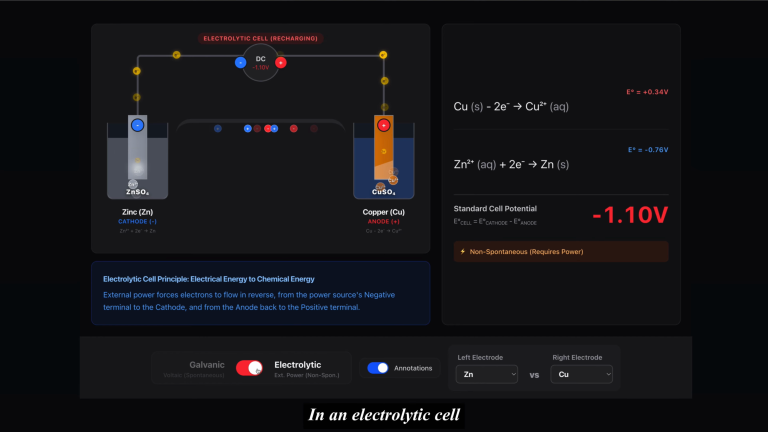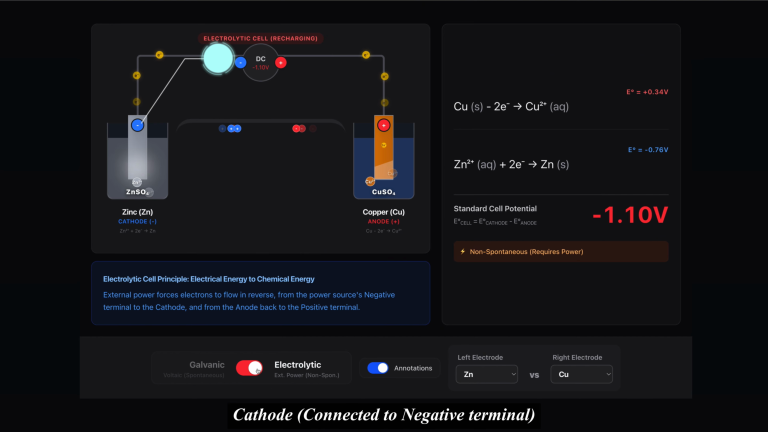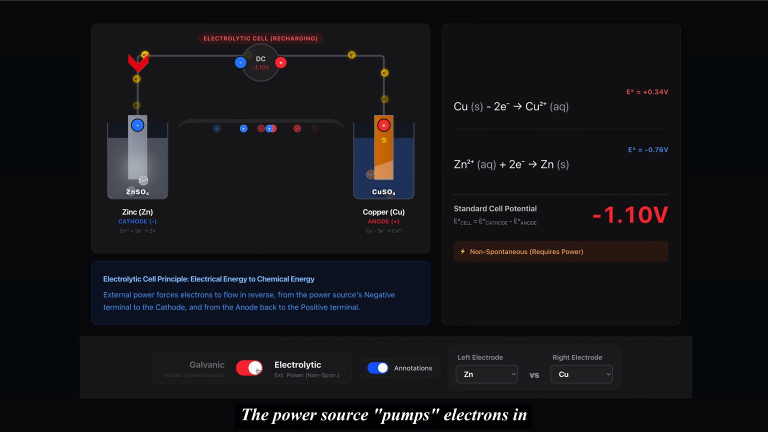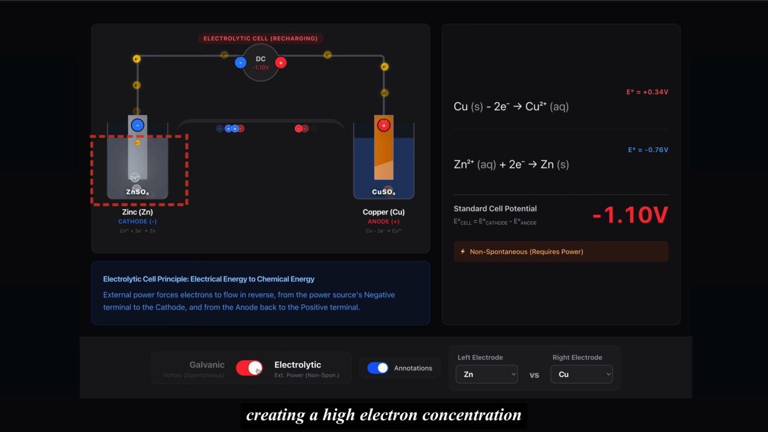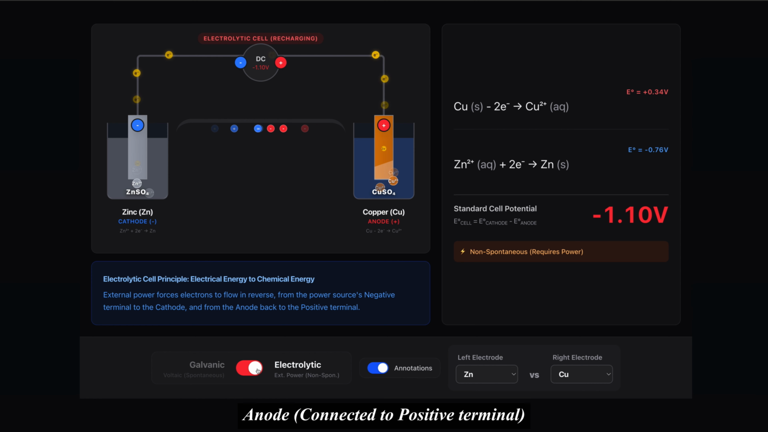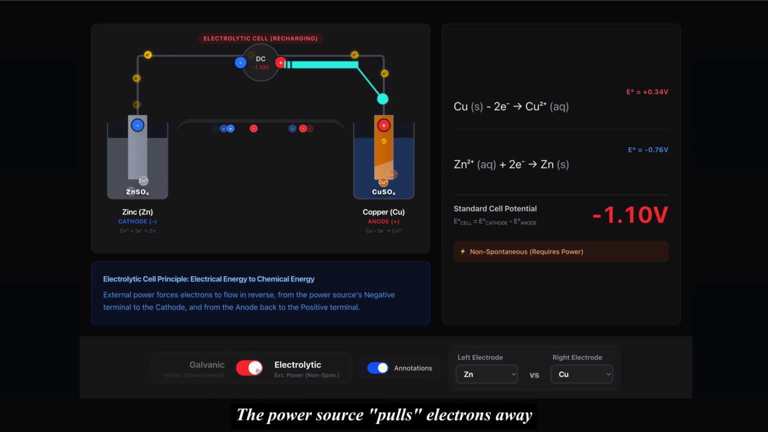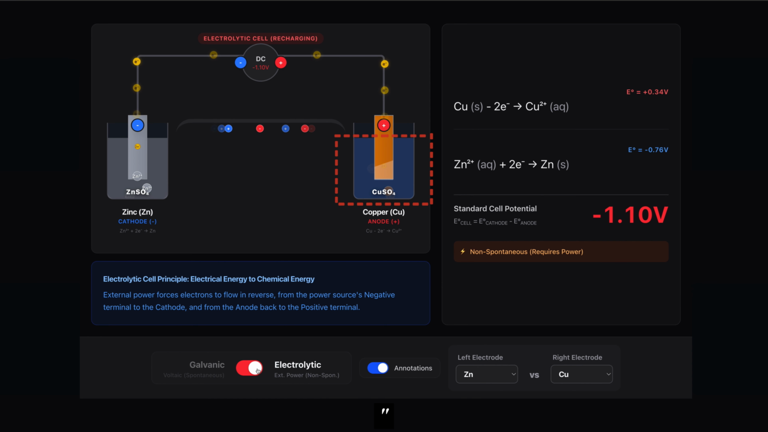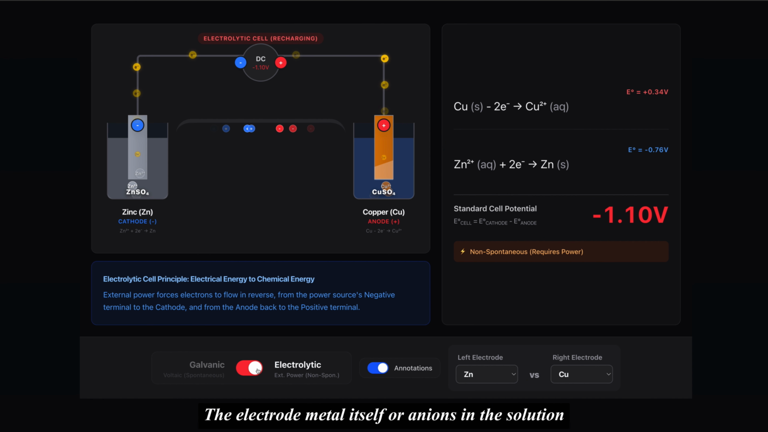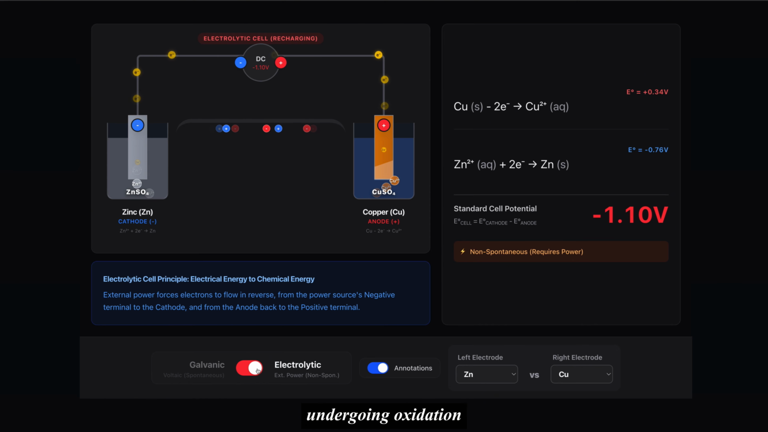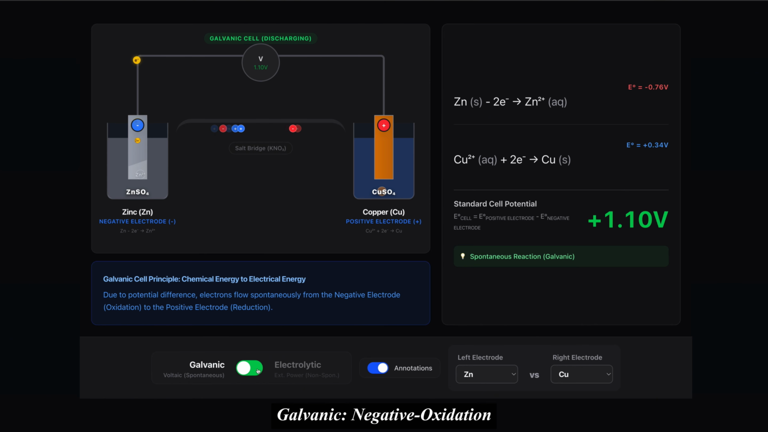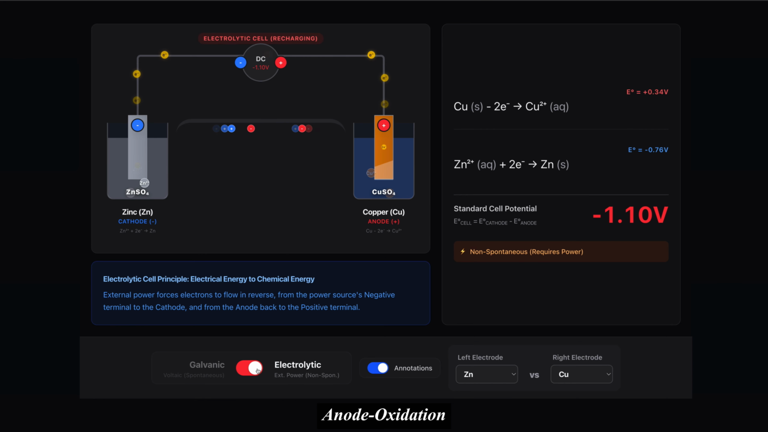In an electrolytic cell, the cathode, connected to the negative terminal of the power source, pumps electrons in, creating a high electron concentration. Cations in the solution, like Cu2+, are attracted here, gain electrons, and are reduced to solid metal. The anode, connected to the positive terminal of the power source, pulls electrons away, making the electrode electron deficient. The electrode metal itself, or anions in the solution, are forced to lose electrons, undergoing oxidation. Mnemonic: galvanic, negative oxidation, positive reduction. Electrolytic, cathode reduction, anode oxidation.